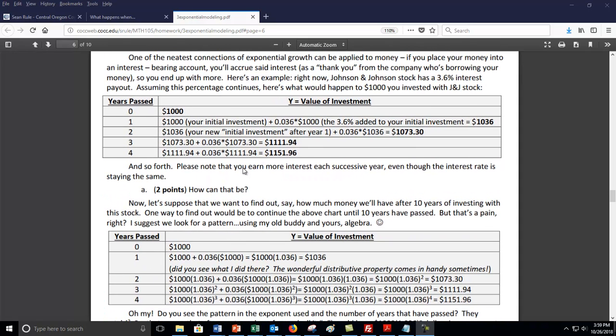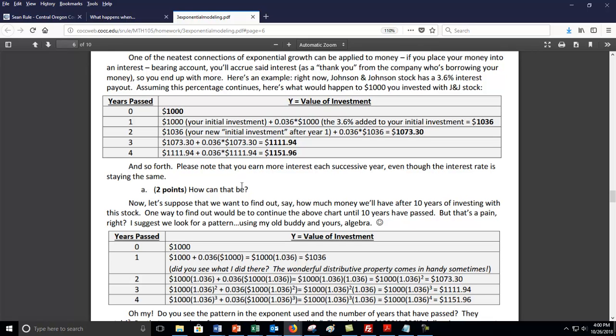So, first one, it asks, how is it, if your interest rate is staying the same, that the amount being added each year is more? Hopefully that makes sense. So even though the interest rate is staying the same, you earn more each year. How can that be? So the big thing you have to think about here is the difference between the exponential stuff that we're looking at right now and all the linear and quadratic stuff that we were looking at.